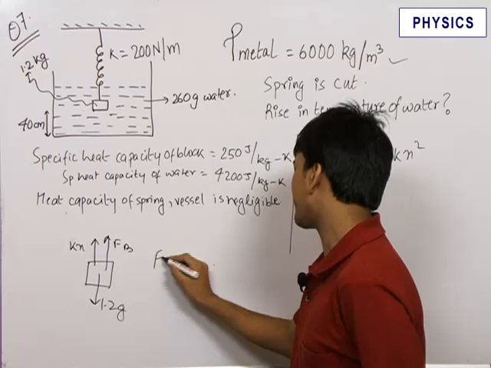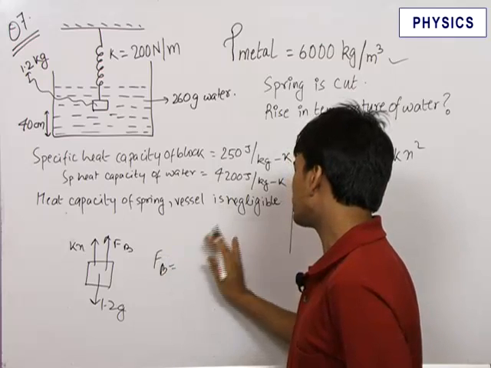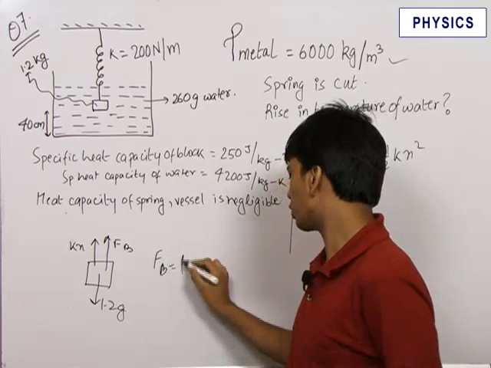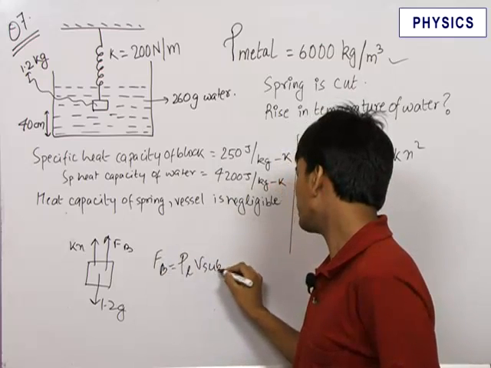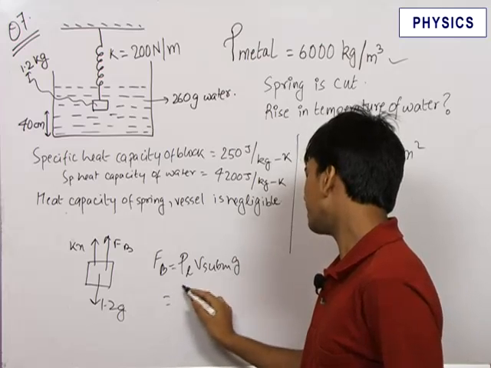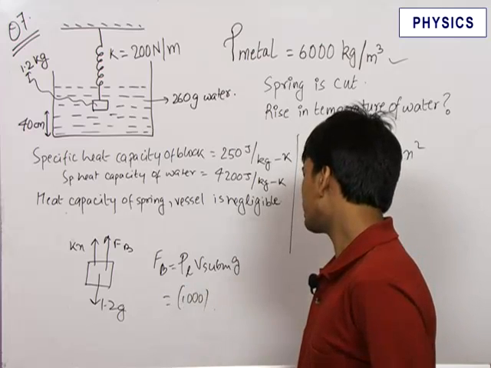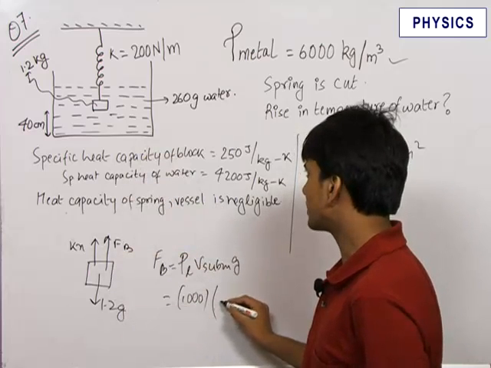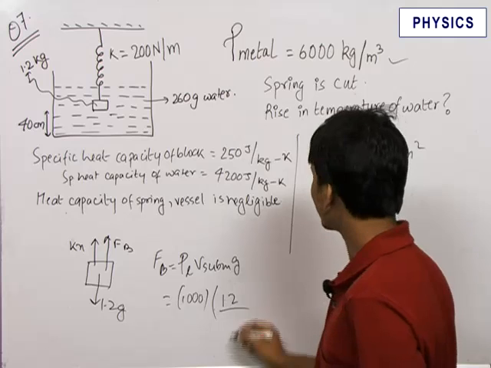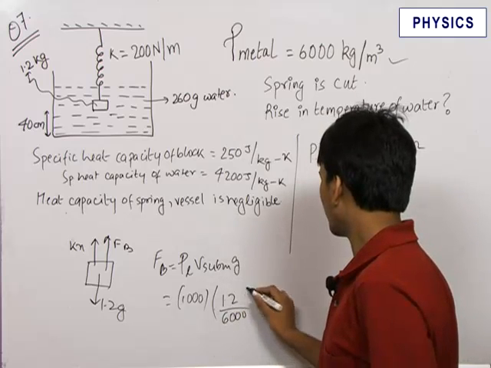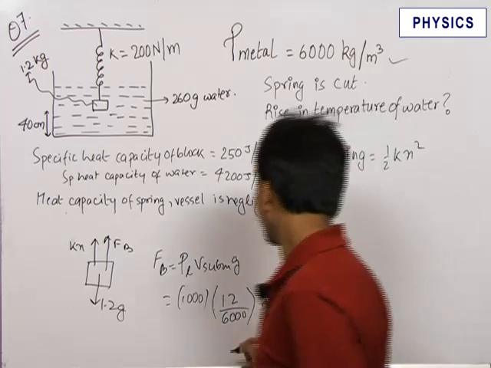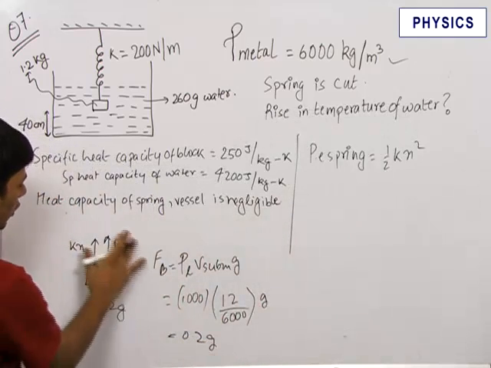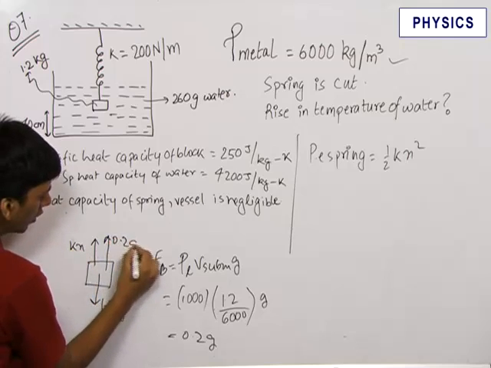Now let us find out the buoyant force first. Buoyant force is always equal to density of the liquid into the volume submerged into g, that is rho liquid V submerged into g. Therefore this can be written as 1000, density of water, into volume submerged. Volume submerged is the volume of the mass, that is equal to mass upon density, that is 1.2 upon 6000, into g. This comes out to be equal to 0.2 into g. Therefore the buoyant force we know as 0.2 into g.